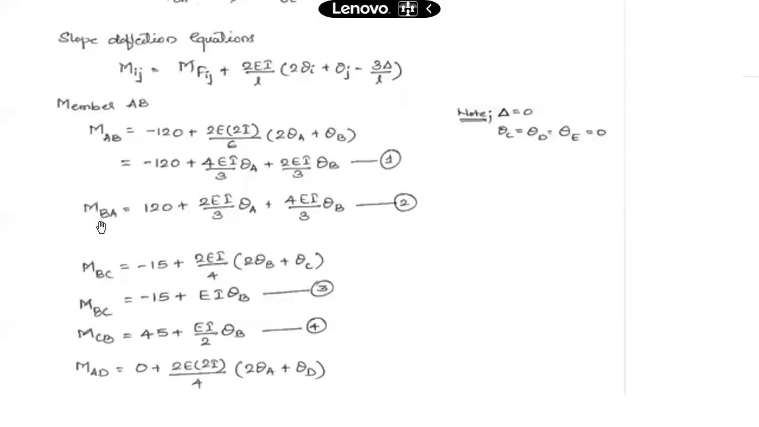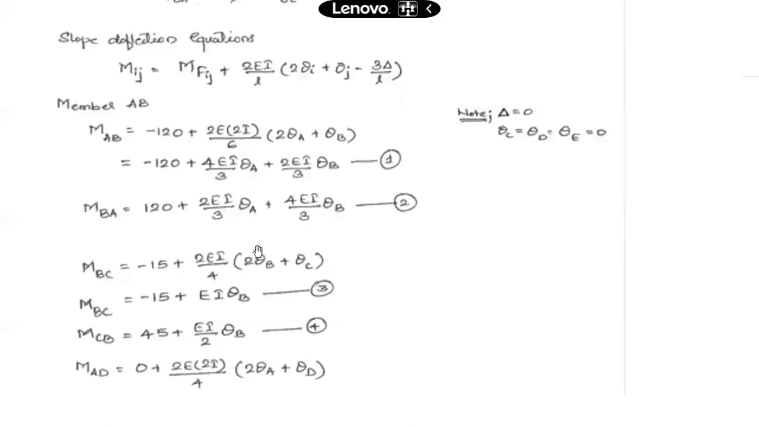Similarly, for member AB at joint B, what I come across is MFAB, plus 120 plus, by simplifying, we get 2EI by 3 into theta A plus 4EI by 3 into theta B. So that is the second slope deflection equation.